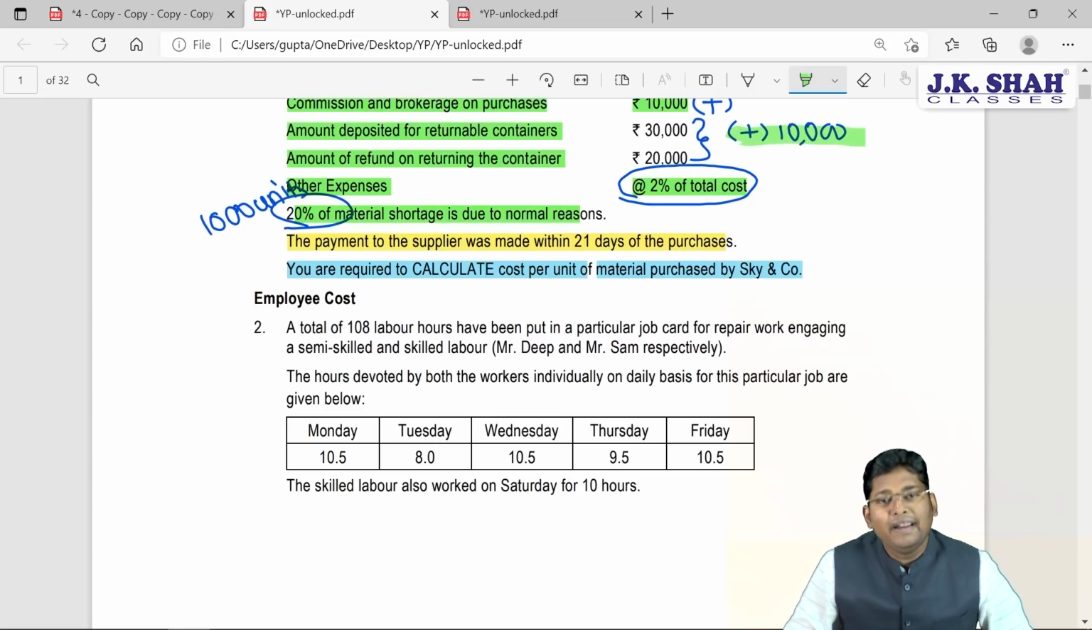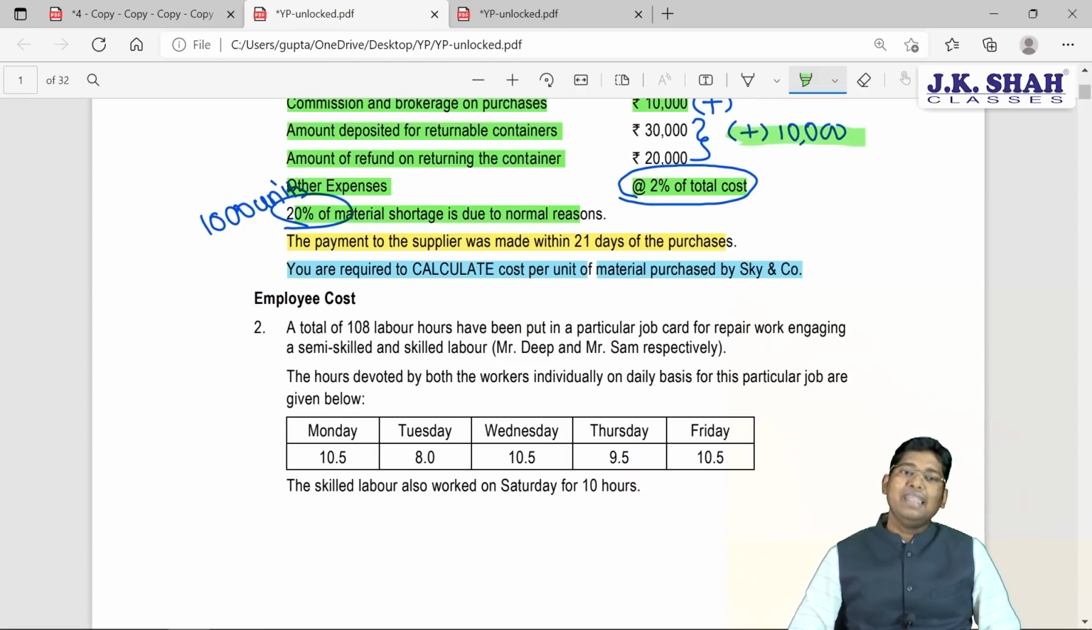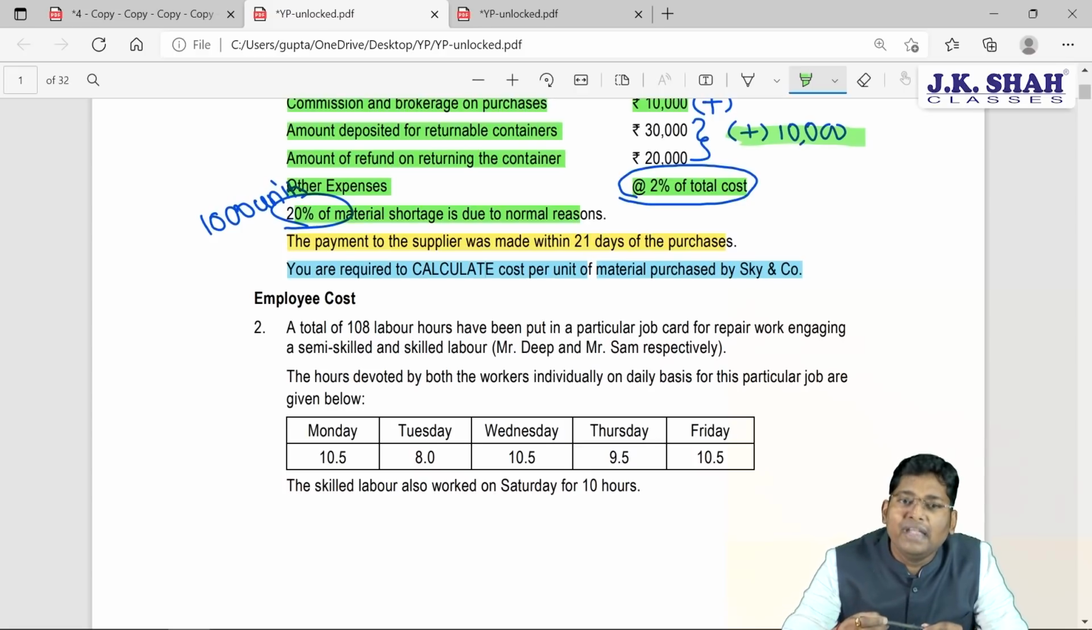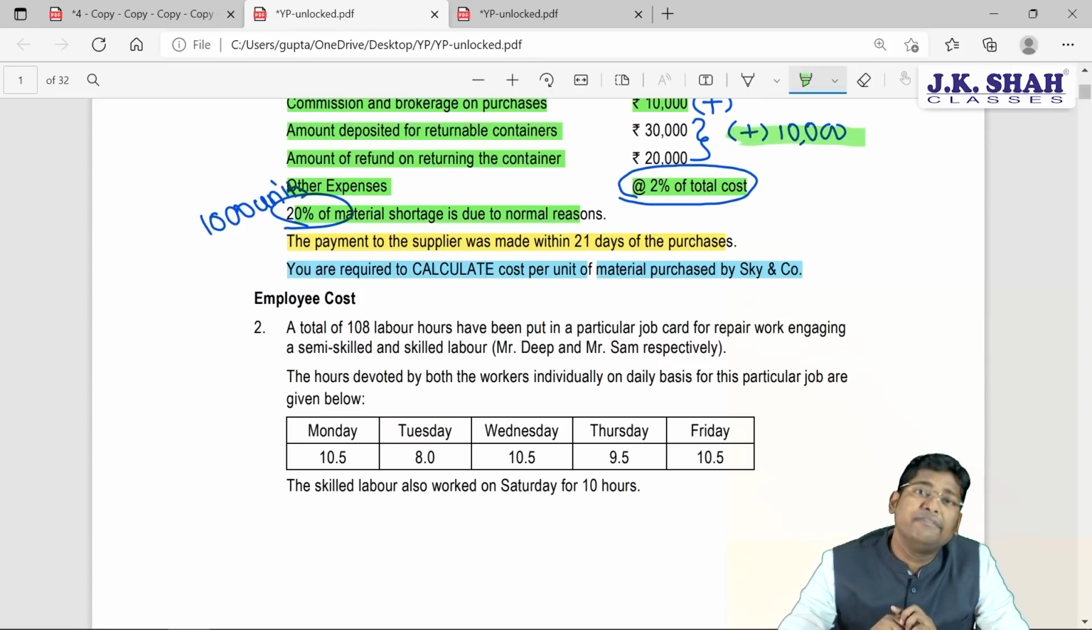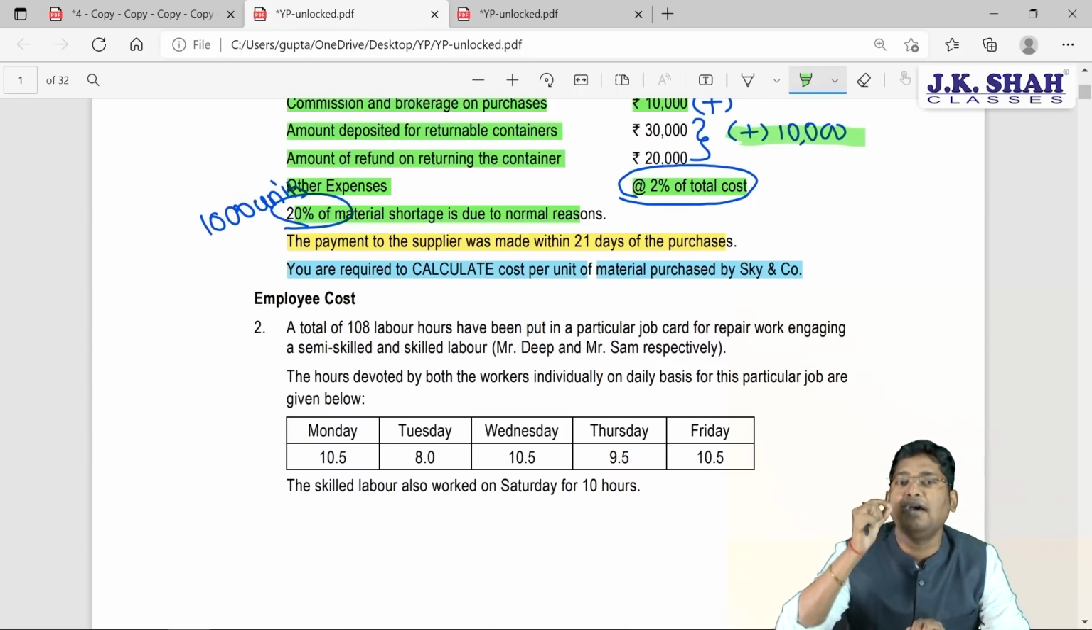A total of 108 labor hours have been put in a particular job card for repair work, engaging a semi-skilled and a skilled laborer. The names of the laborers are Mr. Deep and Mr. Sam respectively. So Mr. Deep is your semi-skilled laborer and Mr. Sam is your skilled laborer. The hours devoted by both the workers individually on a daily basis for this particular job are given below. For completing this job, 2 workers have worked. They have devoted some hours, and the daily breakup of hours is available with us.